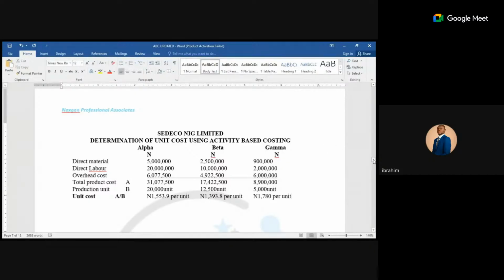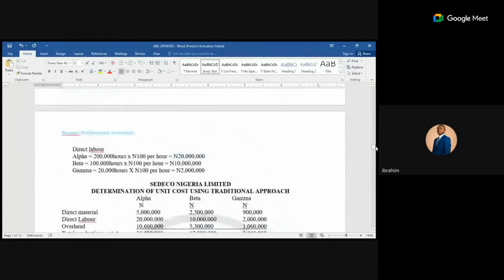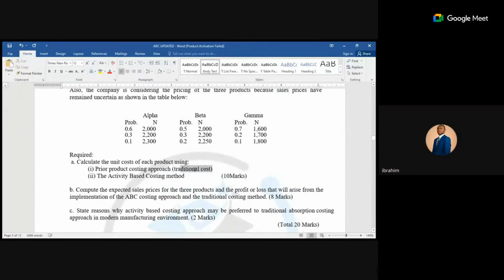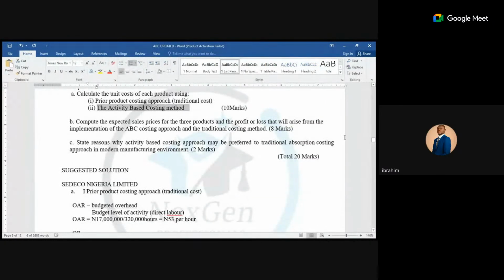I think this is 3 marks. The first one that we calculated using the traditional approach is 3 marks. Ah, okay, it's even 10 marks, sorry. So this is 5 marks. Can you see that it's very simple? Very, very simple, right? Now, what is the next question?